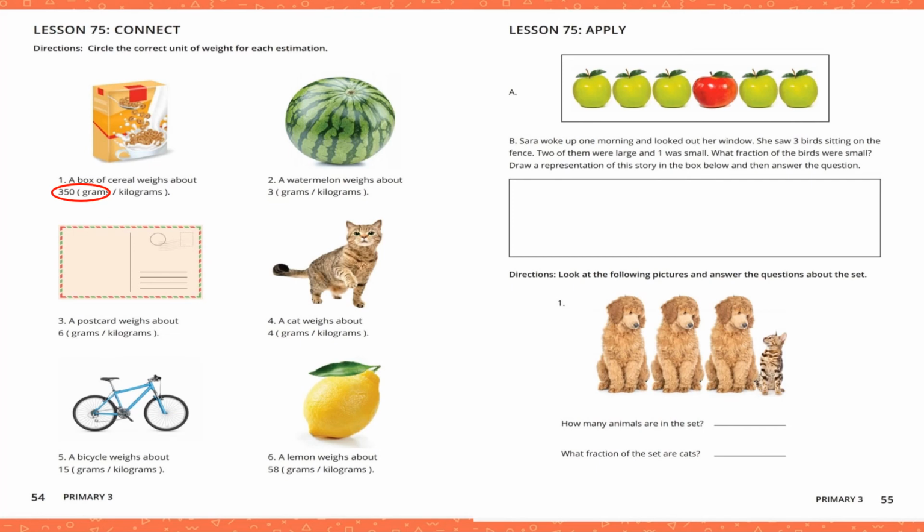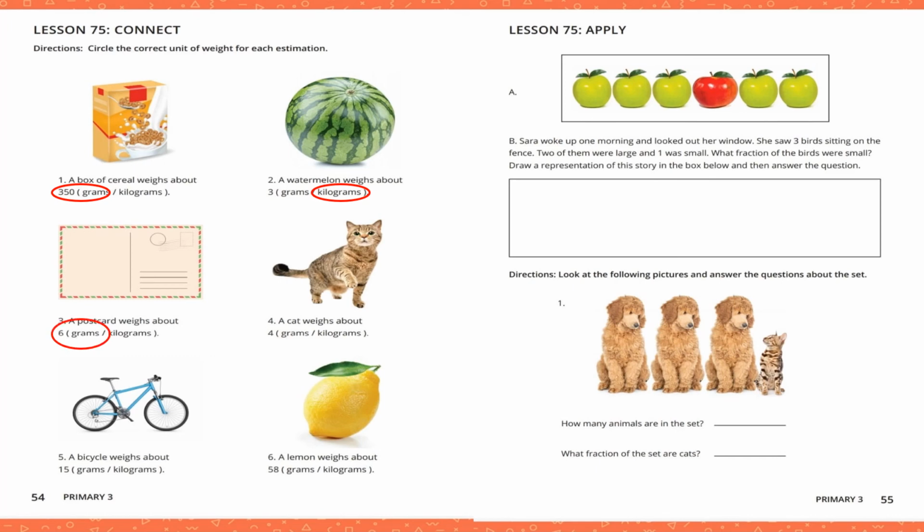Grams. Number 2, a watermelon weighs 3 grams or 3 kilograms. It's heavy or light? It's heavy, so it's kilograms. A postcard weighs about 6 grams or kilograms. It's light, so it's 6 grams.